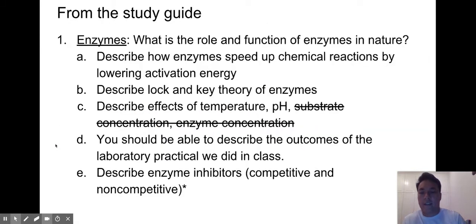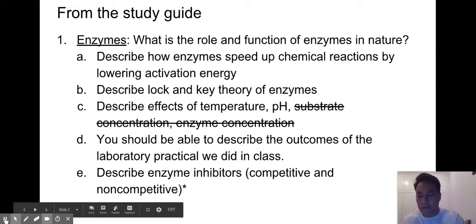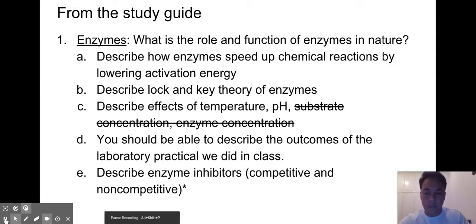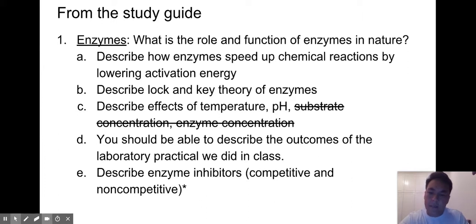Okay, from the study guide, what should you know? So why don't you pause the video and see what you got? Okay. So let's go over the first one. Describe how enzymes speed up chemical reactions by lowering activation energy.